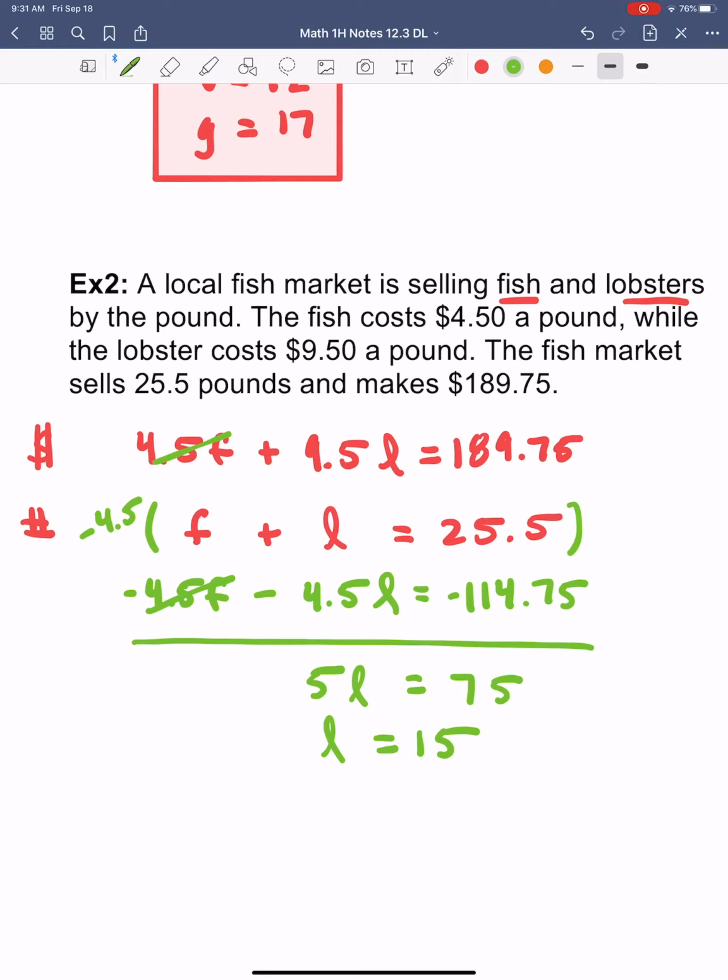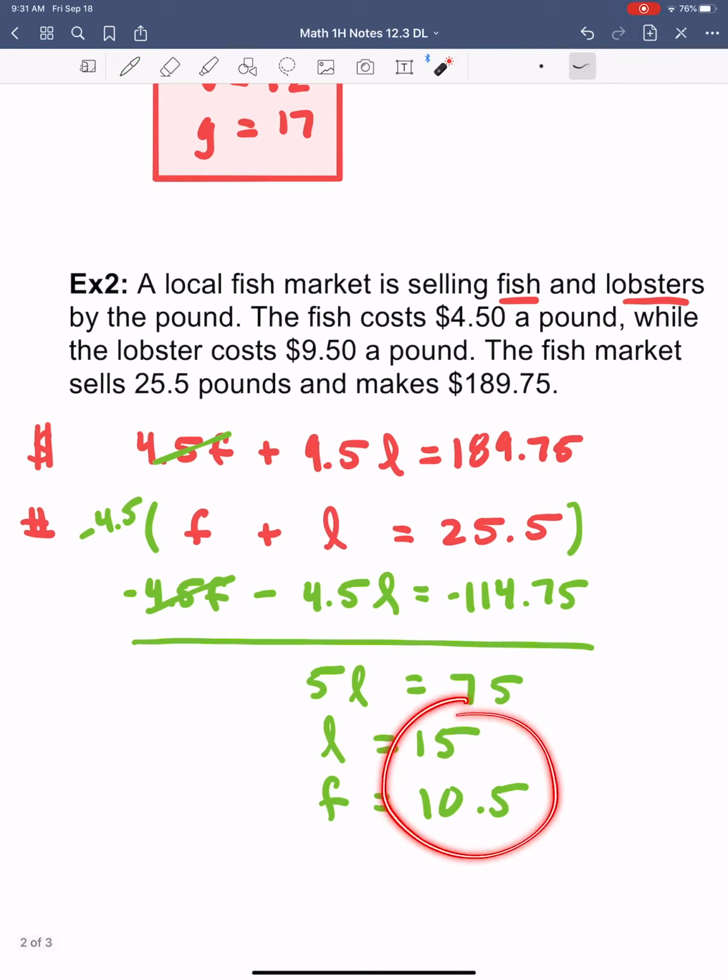And remember that we sold a grand total of 25.5 pounds. So I could go back and plug this in for L if I want, or I can just say, well, that means that F must be 10.5, because I know that the grand total of these two items has got to be 25.5.